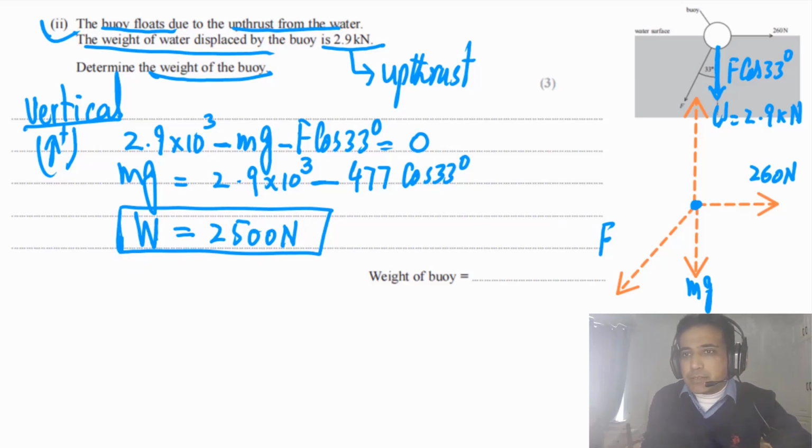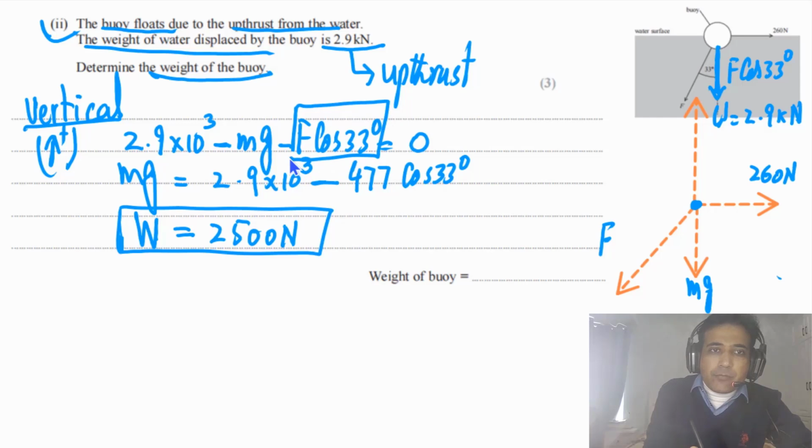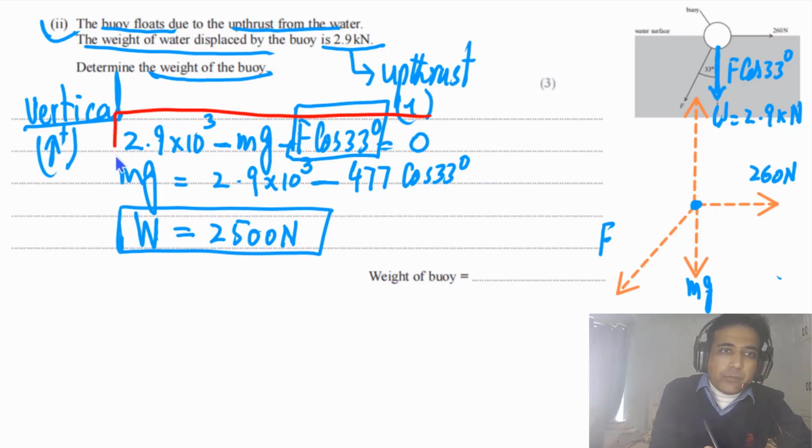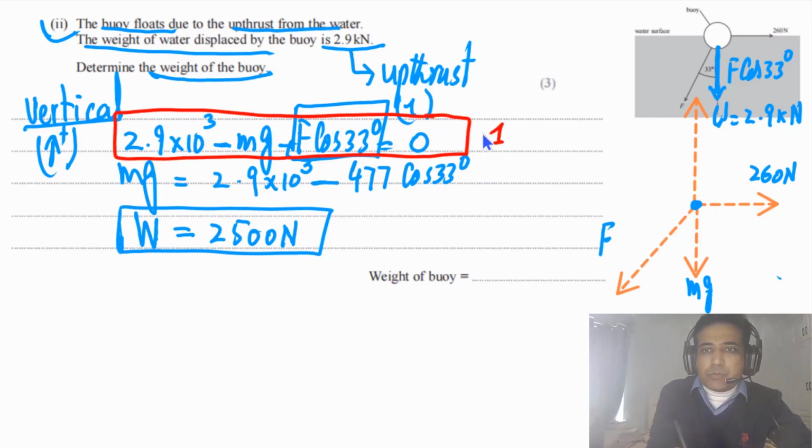And this question has 3 marks. If you have resolved F into components, you have written this, you will get 1 mark. And the second mark you will get if you have equated forces along vertical, meaning if you have written this. So this will be the second mark. And the third mark you will get if you have got the right answer. So this is how marks will be awarded to you.